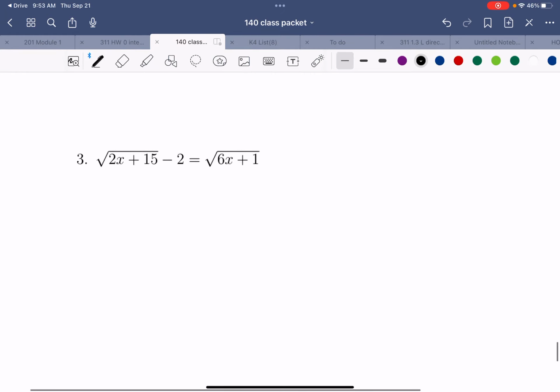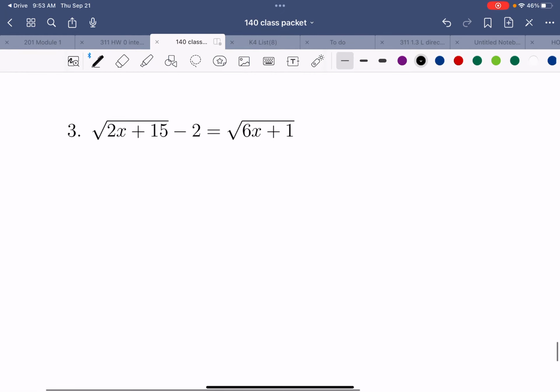Let's take a look at this one. In this case, I've got two radicals, one on the left, one on the right. This one's already solved for the radicals, so we're ready to go. Let's go ahead and square things and see what happens. On the left, you're squaring the first term. So if you want to write it out, you can. Square root of 2x plus 15 minus 2, and the same thing again.